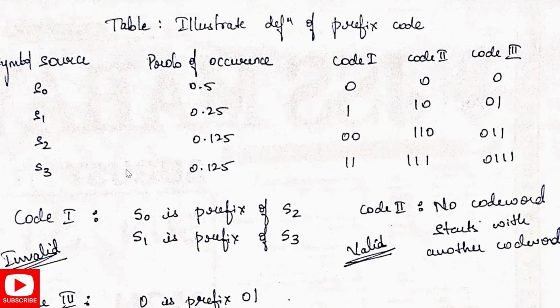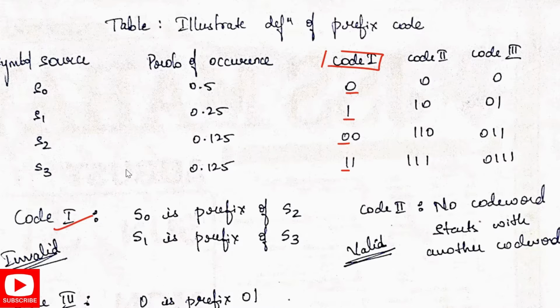What happens in code 1? Let me consider code 1. Here S0 is a prefix of S2. S0 is 0, so here again the 0 is repeated in S2. Again, in S1 we have 1, and here S3 has a prefix of S1. So this is an invalid code.